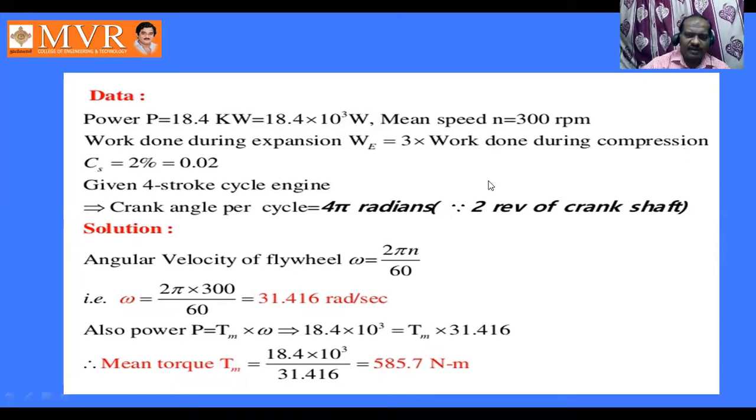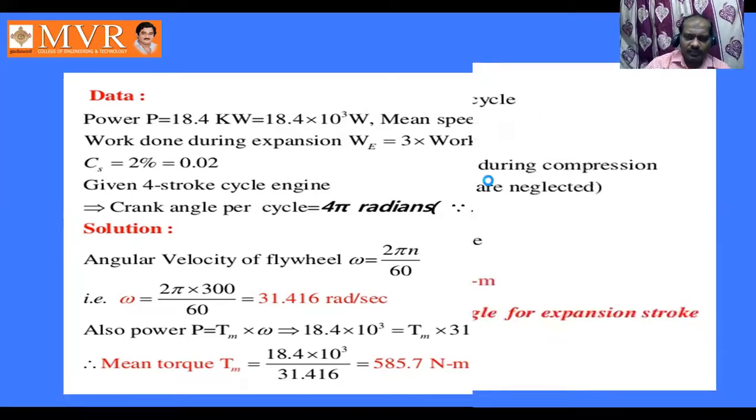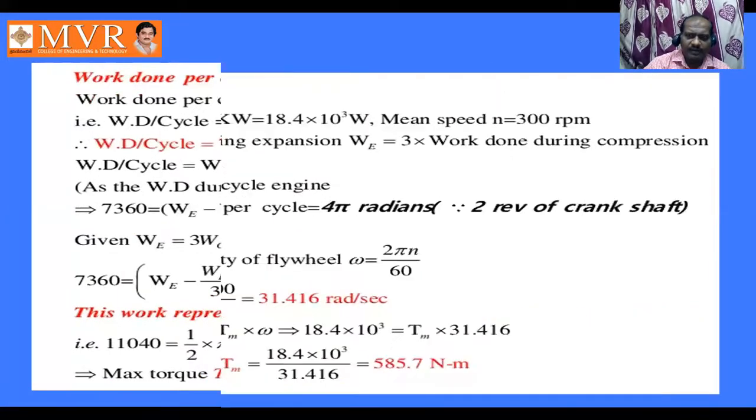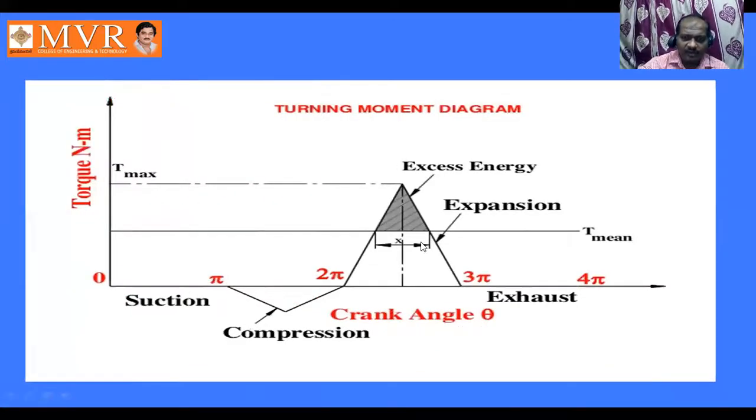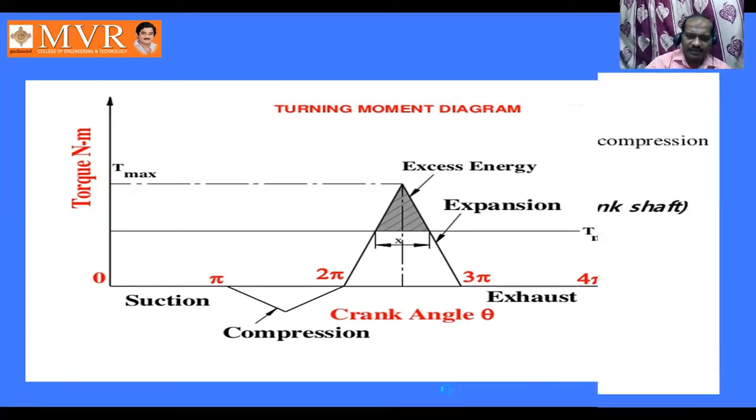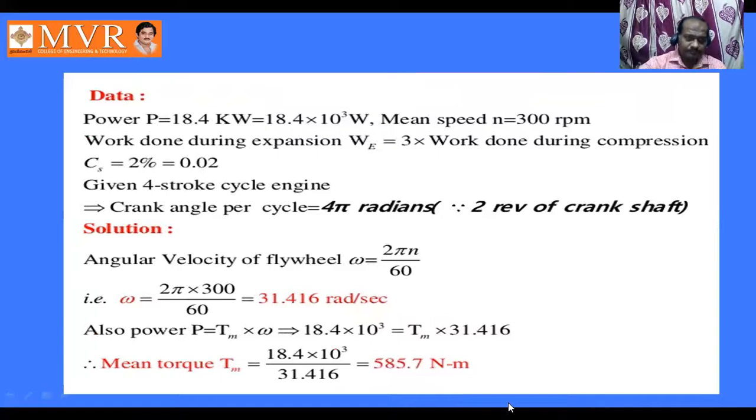So what is the work done? Work done we can once again observe from the given diagram. If you observe, the work done in the expansion stroke is here from 2 pi to 3 pi, and this is like a triangle. So this value is pi, and this is the 1. This is the T mean value they have given. This is the T maximum value. So try to understand how we will calculate.